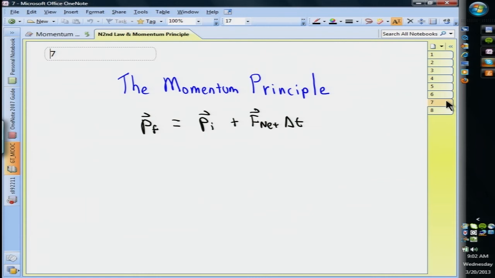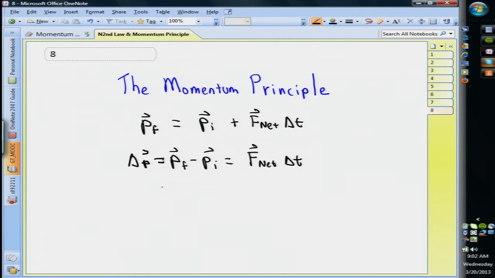Now, we can also write this with a little algebra as delta p equals p final minus p initial equals F net delta t. So now, anytime we see the momentum principle written in the text, we can always translate that into Newton's second law.